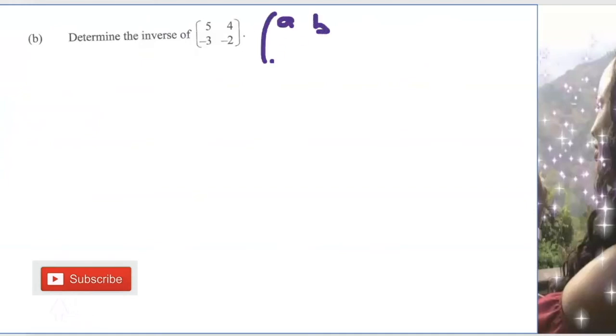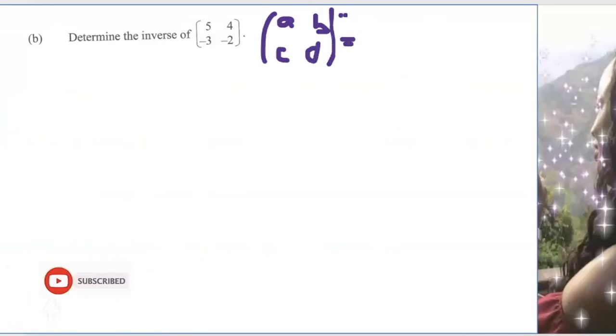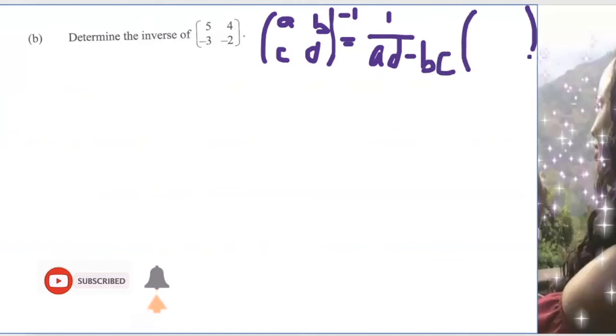Now the next question is asking to determine the inverse of the matrix. To find the inverse, let's look at the formula. The inverse of our matrix A, B, C, D is 1 over the determinant, which is AD minus BC, times the adjoint, where I switch the positions of A and D, so I'll have D and A, and change the signs for B and C, so I have minus B and minus C. And all of this becomes the inverse.